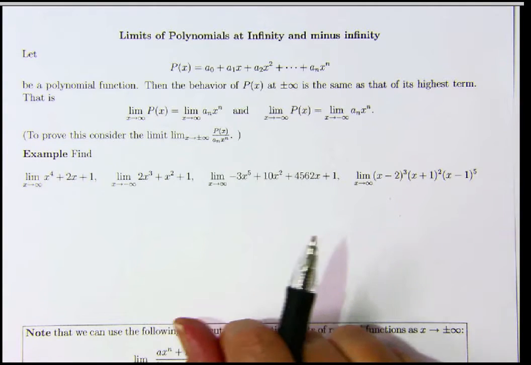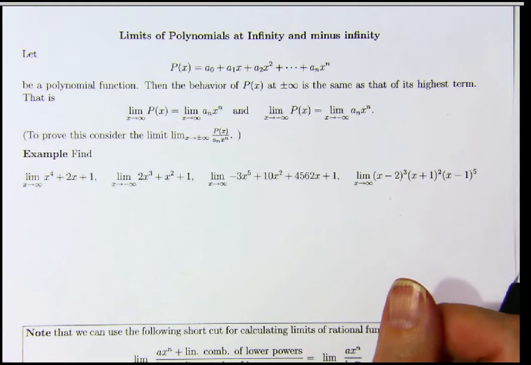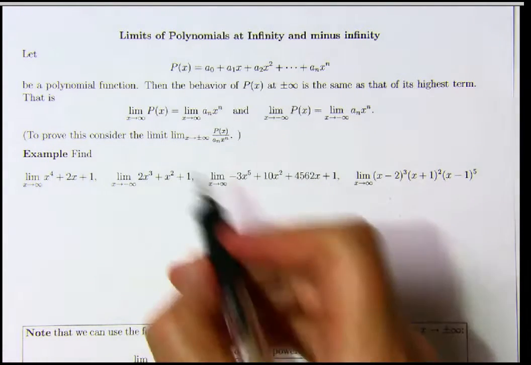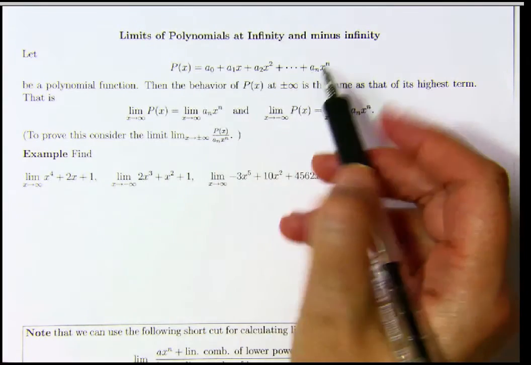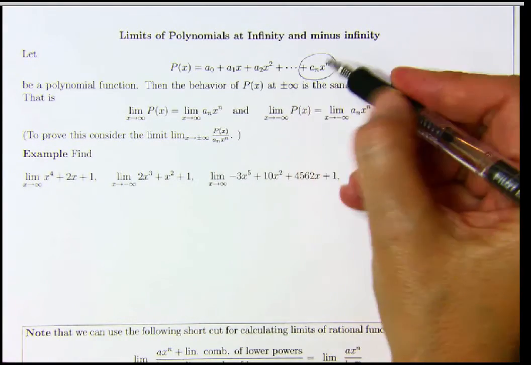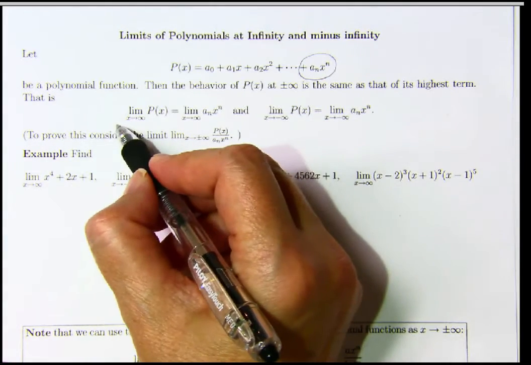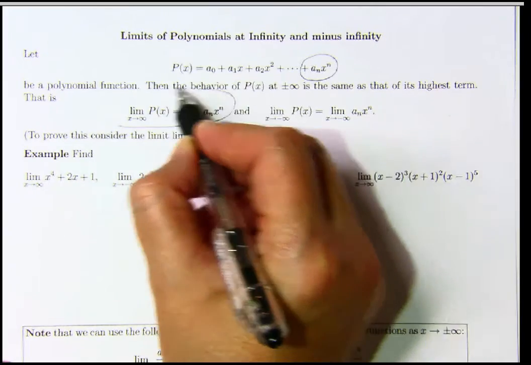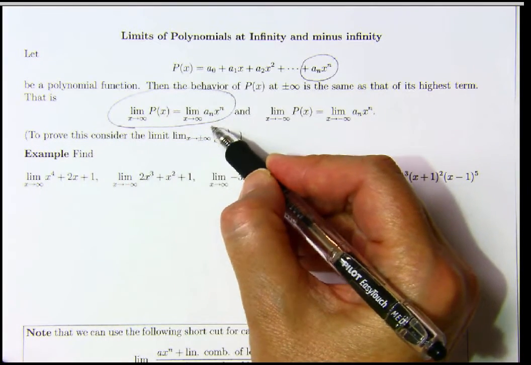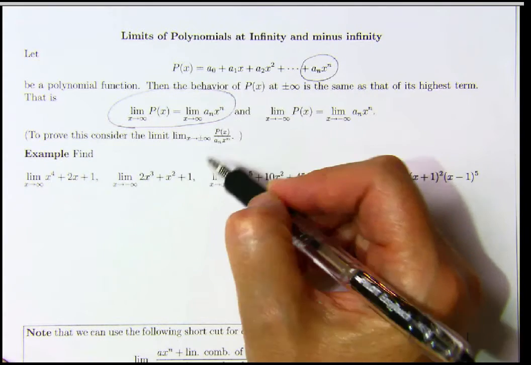This last part of the lecture is just about the behavior of polynomials as they approach plus or minus infinity. And as you might guess, if I have a polynomial where the highest power is x to the n, and the coefficient is a_n, the limit as x approaches infinity is the same as the limit of the term with the highest power. So it's the limit as x goes to infinity of a_n x to the n.